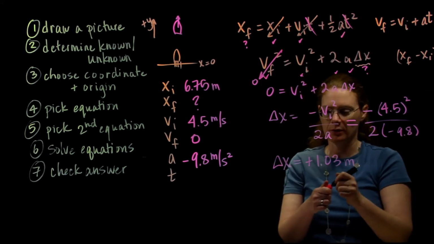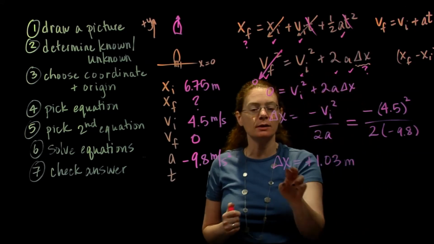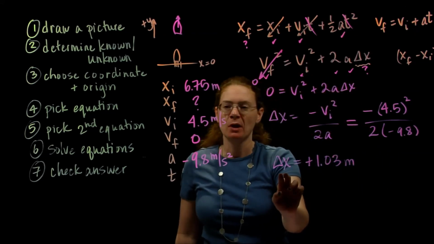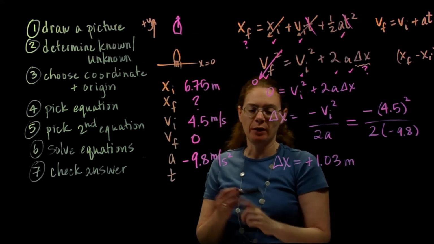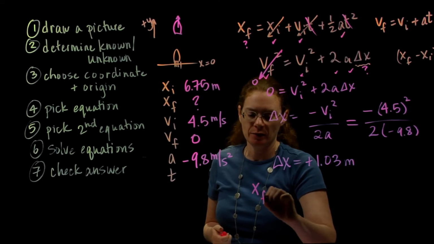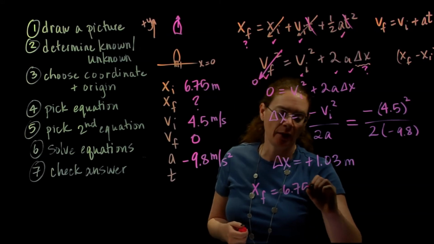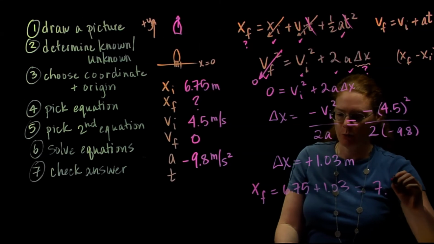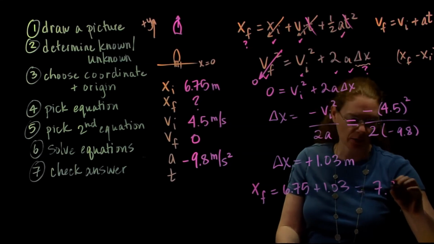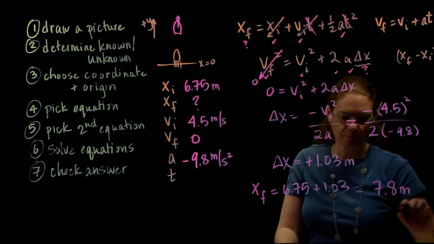1.03 meters. All right, so this is the change in the position. So it started at 6.75 and it went up another 1.03 meters. So its final position is 6.75 plus 1.03 is 7.78. Yeah, so I can round that to 7.8 meters.